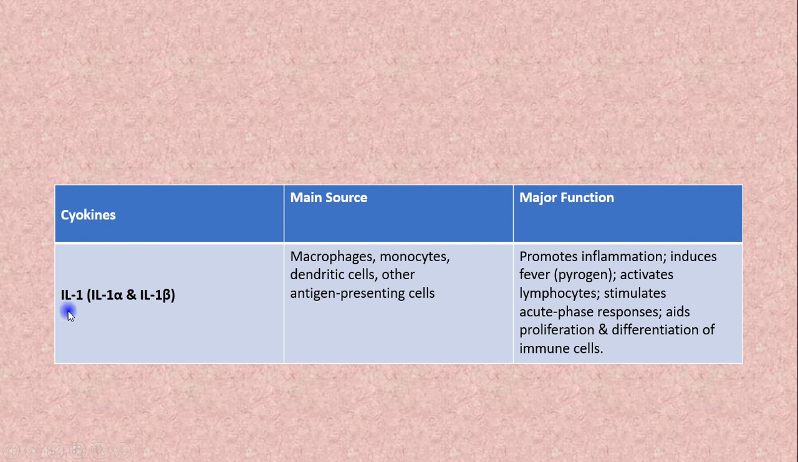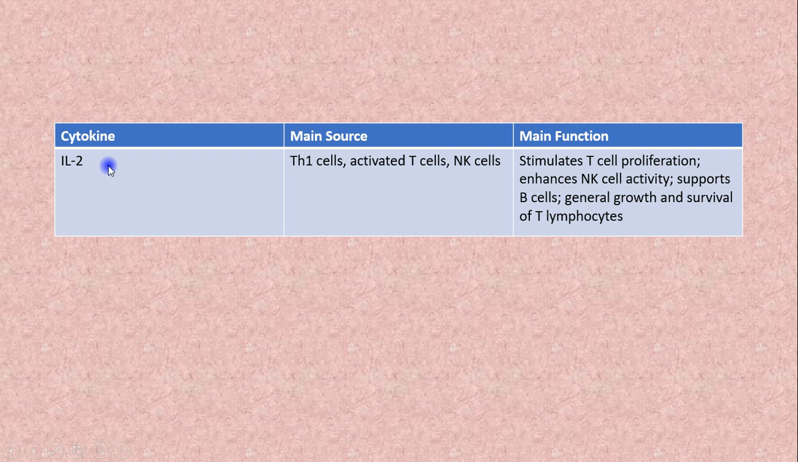So here we have interleukin 1, which is subdivided into interleukin 1A and interleukin 1B. The main source is from macrophages, monocytes, dendritic cells, other antigen presenting cells. What is its major function? They promote inflammation, induce fever, they are actually pyrogens, activate lymphocytes, stimulate acute phase responses, and aid proliferation and differentiation of immune cells.